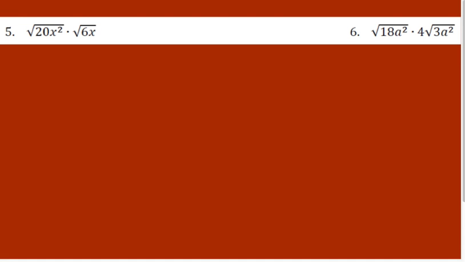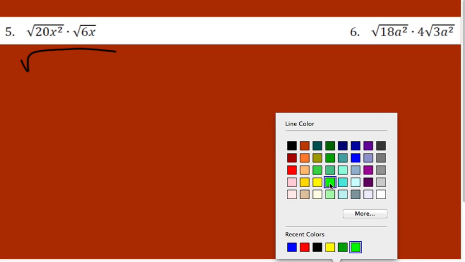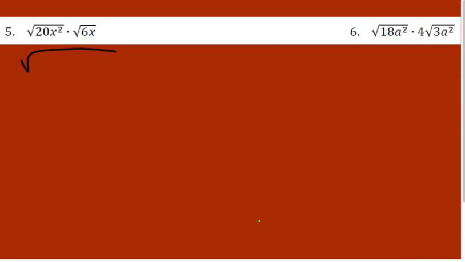So let's take a look here. What happens if I throw a variable in it? The answer is not a whole lot changes. Here's all that does change. Let me pick a brighter color than that. How about this color? That color looks fun. So 20 times 6. Then I take x squared times x. All I did was put numbers together and put variables together. So I'm going to get 120 x cubed.